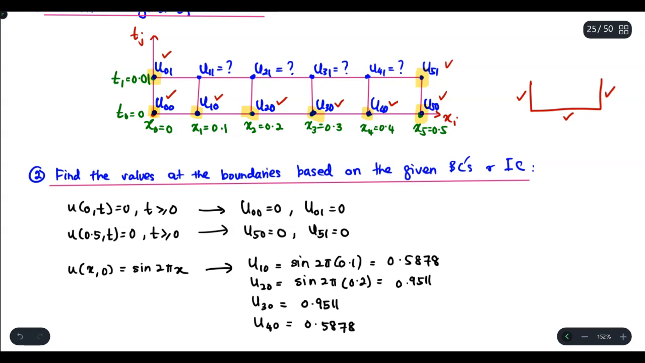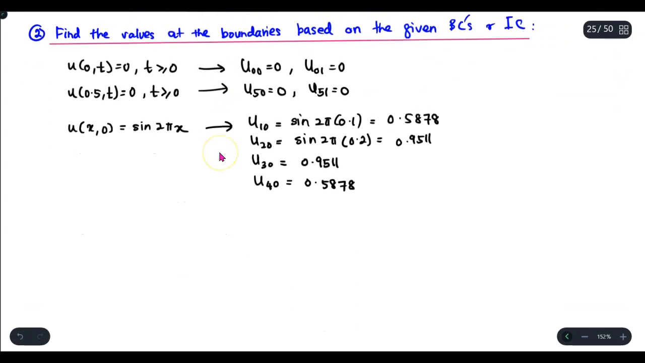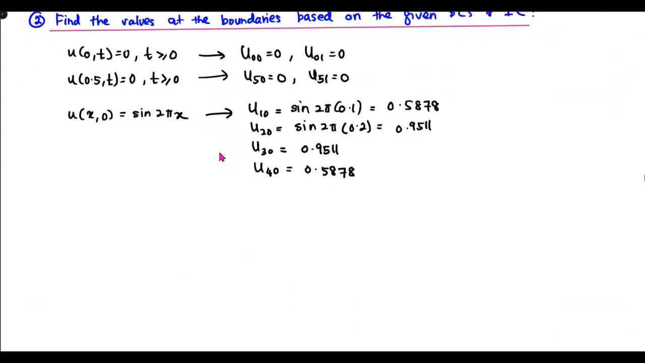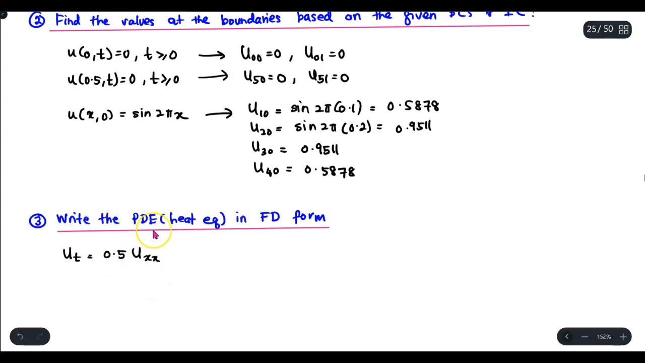So there are four nodes which are your unknowns here, that need to be determined at the end of the process. That is step number 2. Now look at step number 3: write the PDE, or the heat equation in this case, in a finite difference form. Our heat equation given in the problem is u sub t, or del u del t, equals 0.5 uxx.